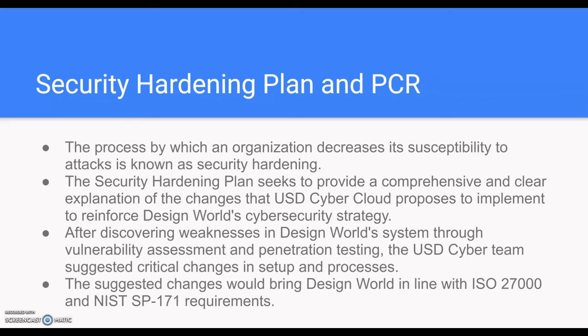Based on the vulnerability assessment and penetration test findings, USD CyberCloud has advised changes to settings and procedures. The effective execution of these proposed modifications will add to the overall security posture of DesignWorld. The suggested changes would bring DesignWorld in line with ISO 27001 and NIST SP 800-171 requirements.